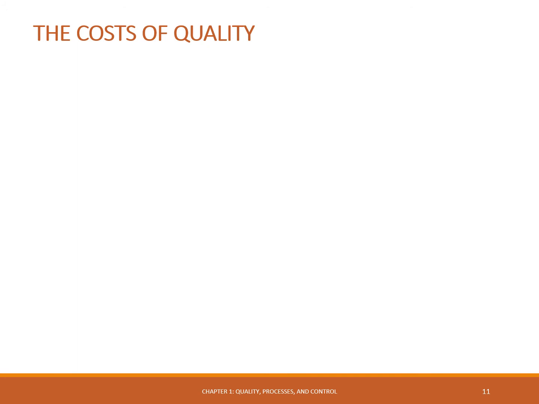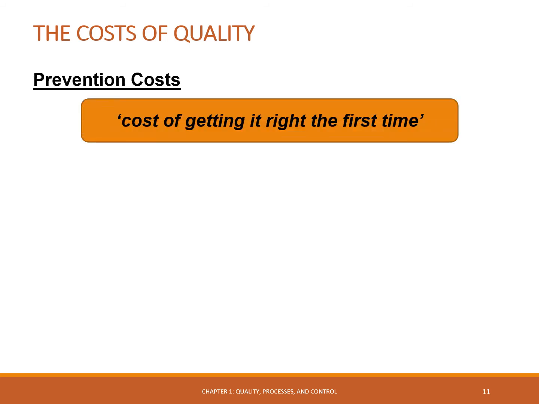A more intuitive way to interpret each of the costs of quality is through the understanding that prevention costs are the cost of getting it right the first time. This has to do with the process capability, and we're going to show it later.